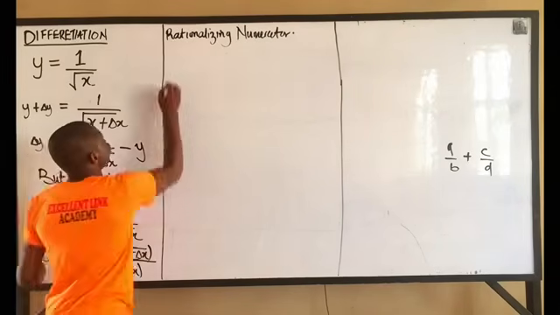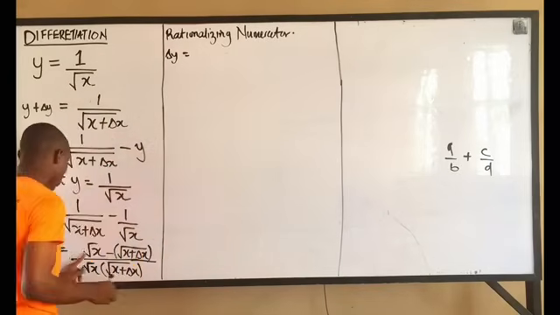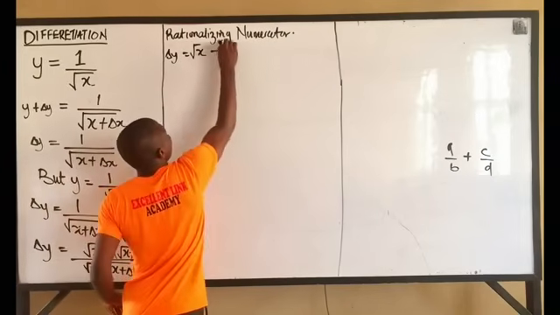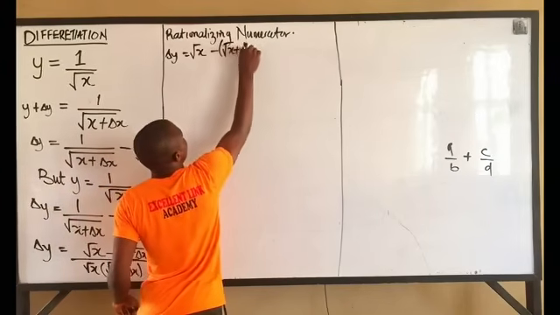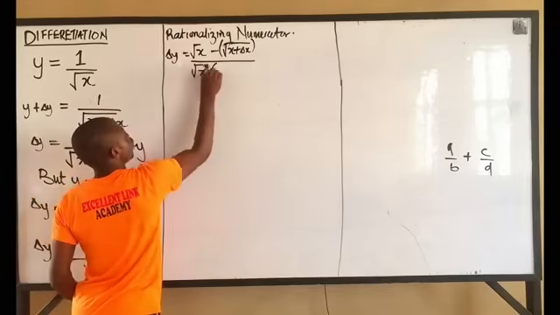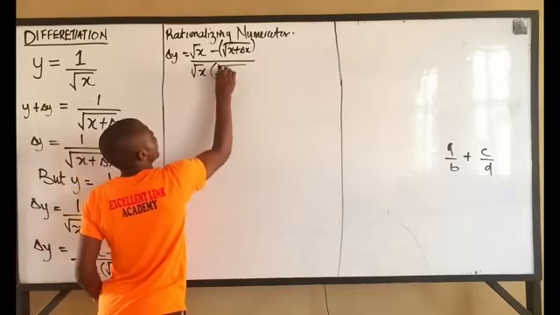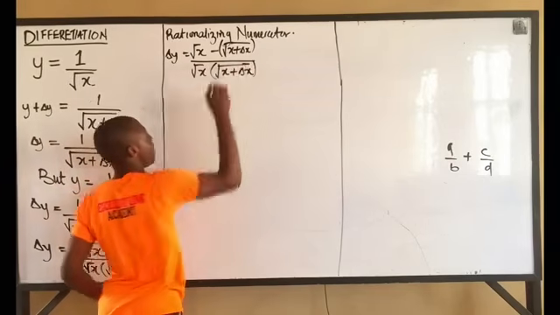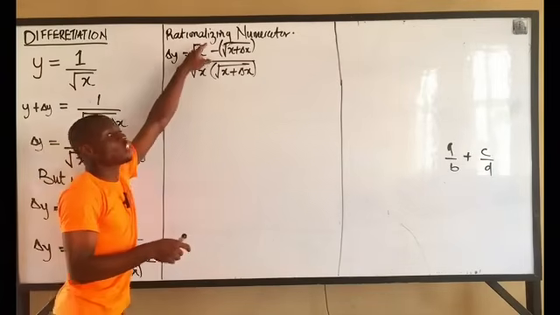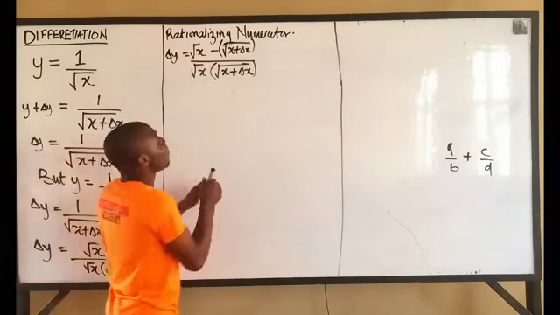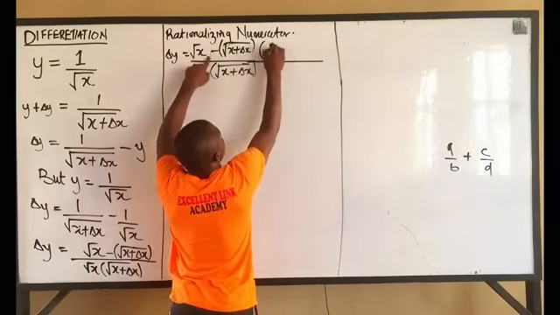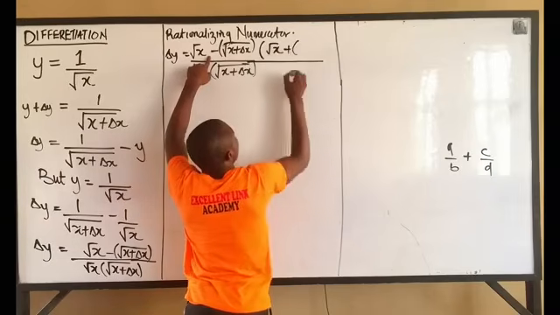So it means that change in y is now equal to root x, I have my root x here, minus root x plus change in x, all over root x into root x plus change in x. I'm here. Now we said to rationalize the numerator, we said multiply numerator and the denominator by what? By the conjugate of the numerator. So what's my conjugate here? Times what? Root x, minus plus, right?